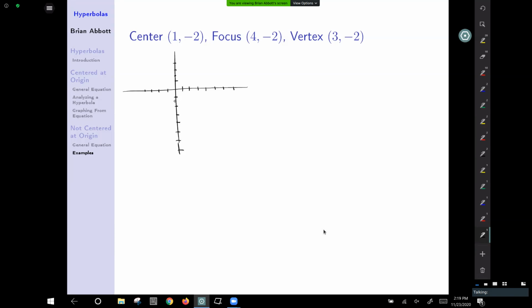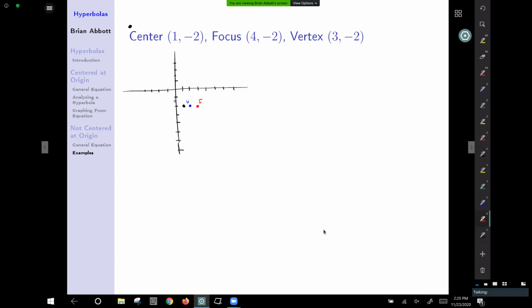So let's see, center. We'll use a black dot for the center here. All right, our center is -1, 2, so that would be right here. And then looking at the focus and the vertex, the focus is 4, -2 and the vertex is 3, -2. So it looks to me like this thing's going to open up left and right. For the vertex, we're going to put blue there, and then the focus in red.